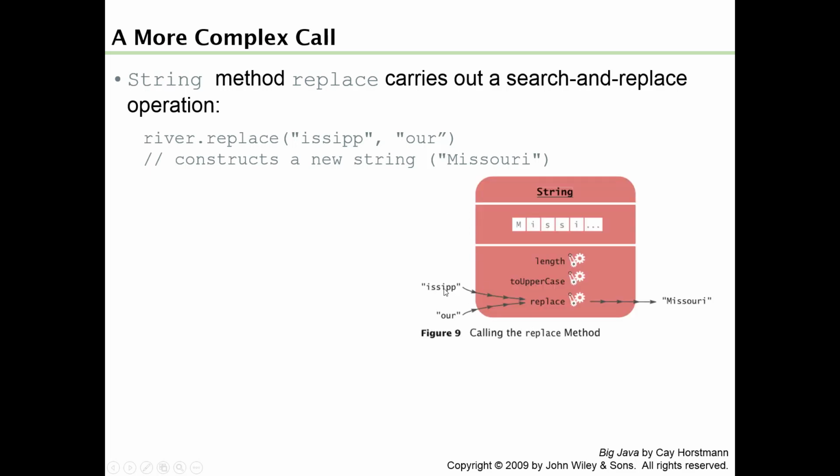So again, replace takes two parameters, right? The first string is what you're looking for, and the other string is the replacement. You send that into the replace, and then replace will construct a new string and spit out Missouri.